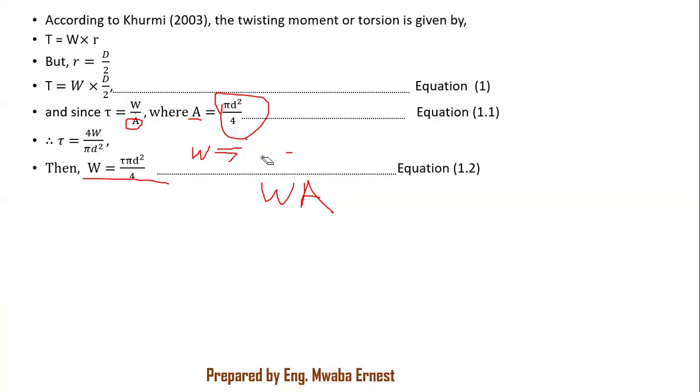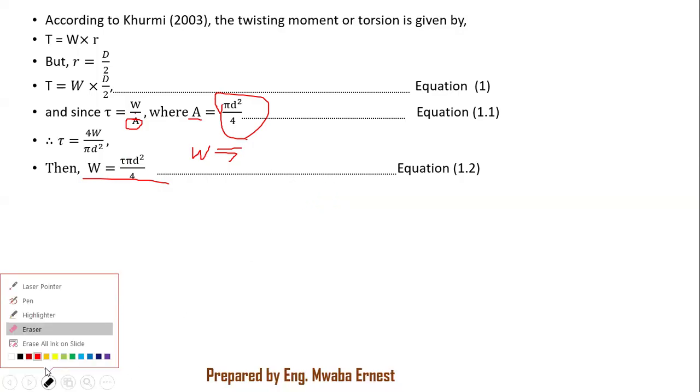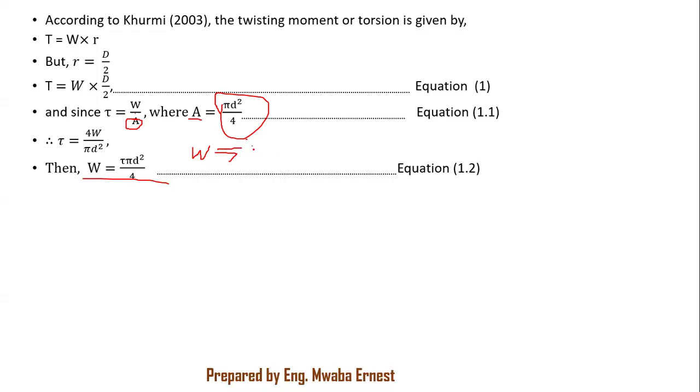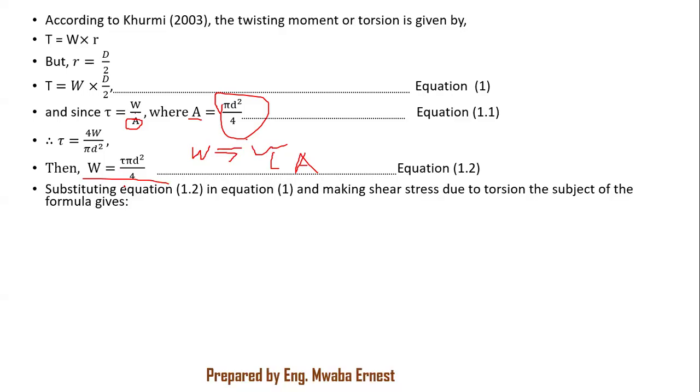We erase. So we're saying that load, the W, is the stress times the area. And since we know that this area is pi d squared over 4, we plug it back into the expression and we have that number.